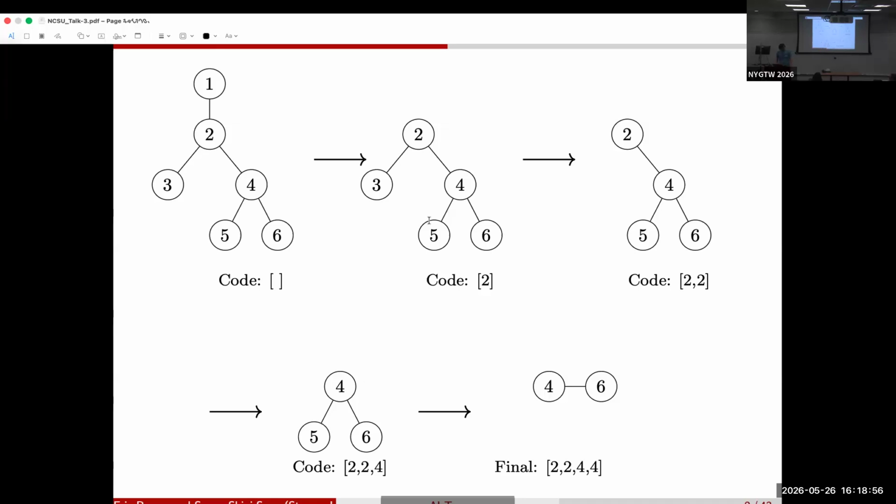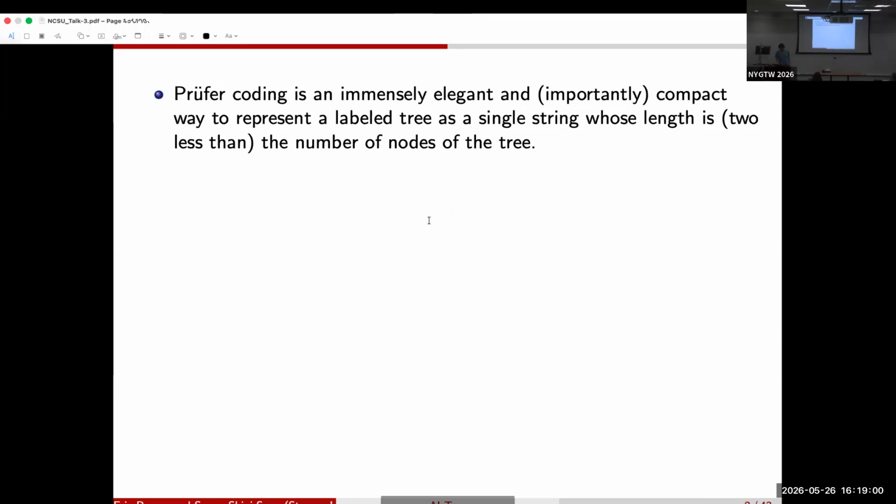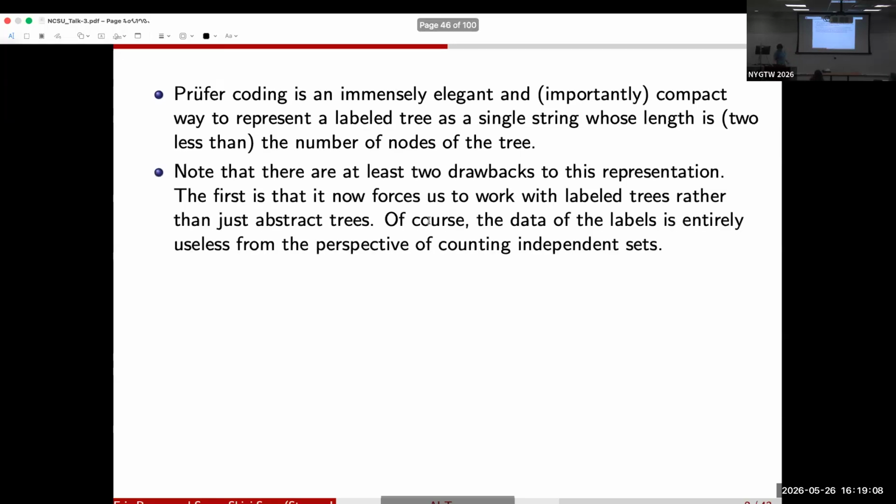But the labeling will make it... Yeah, this is a great point. Prüfer coding is an immensely elegant and importantly compact way to represent a labeled tree as a string whose length is 2 less than the number of nodes. But there are drawbacks, as was just mentioned. The first is that we are now forced to work with labeled trees rather than just abstract trees, right? And in terms of independence numbers, who cares about the labels?